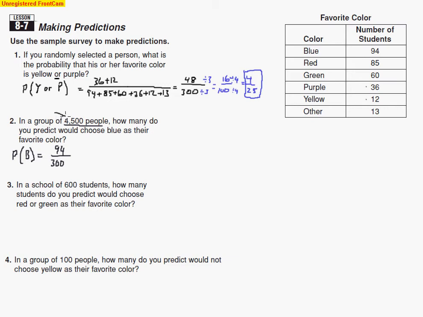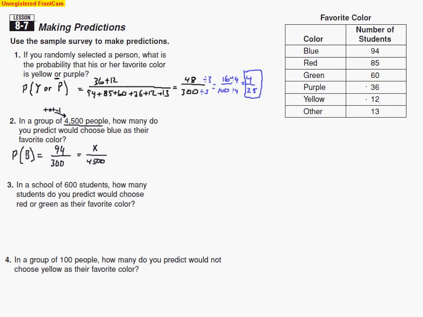So this right here represents our total. And so what we want is to come up with an equivalent fraction. I'm going to write down 94/300 equals something over 4,500 on the bottom, and I want to figure out how many people out of those 4,500 will like blue. Well, the people who like blue is on top of the fraction, because that's what a success is in this case. And so now we've got ourselves a proportion.